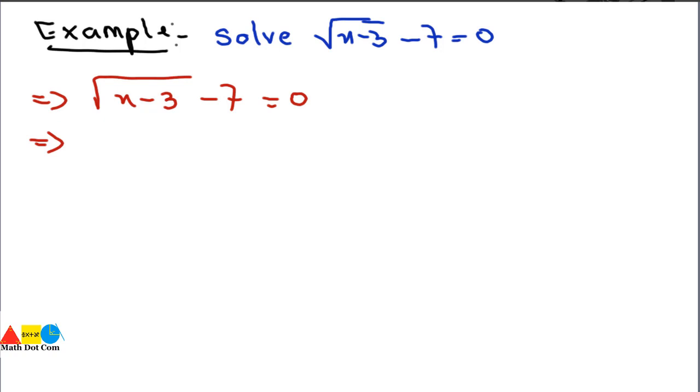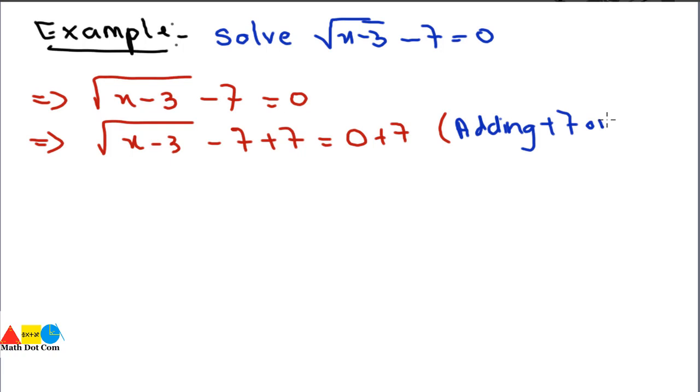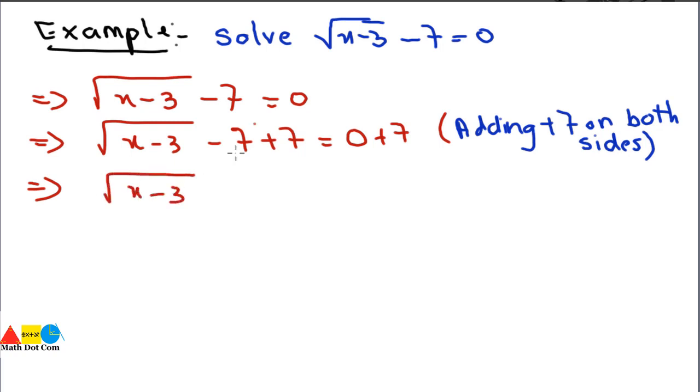So what you have to do is add plus 7 on both sides of the equation. So minus 7 plus 7 equals 0 plus 7. We add 7 on both sides, as this is the rule of mathematics: if you add on one side, then you have to add it on the other side as well, so that they cancel the effect of each other. Then the next step: the minus 7 and plus 7 cancel out and we get square root of x minus 3 equals 7.